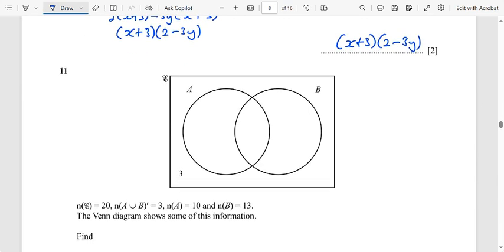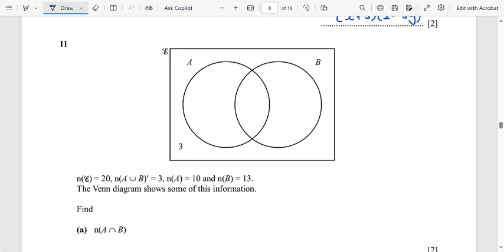Question number 11. I'm told that the universal set has 20 elements. The number of elements in the universal set is 20, and the number of elements in the set A union B complement is 3. The number of elements in A is 10 and the number of elements in B is 13.